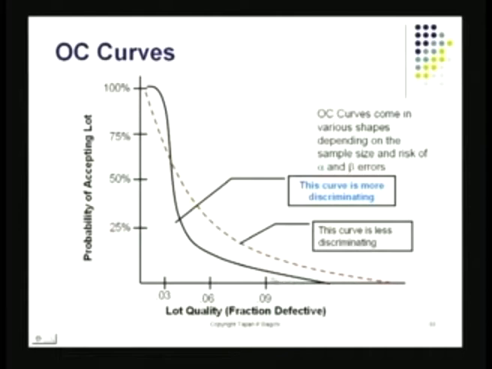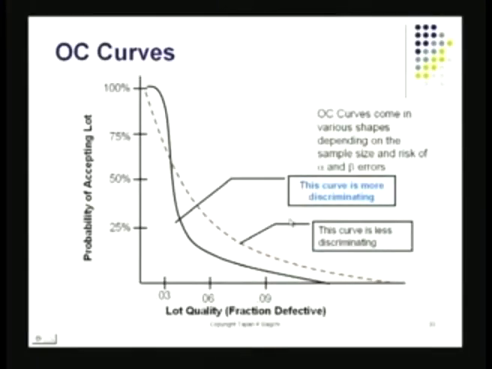And RQL being around here, it will reject most of the lots which are in this area. Now look at the red curve there. This is another sampling plan. It's got the OC curve of that plan there, the red one. It is not as discriminating. It is not able to separate between good and bad lots as effectively as the black curve.